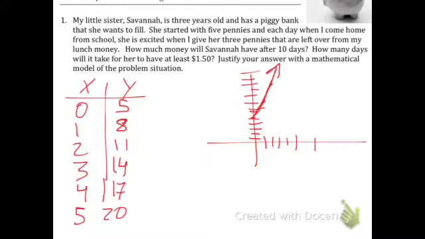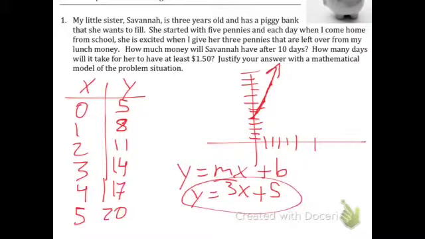You notice with this one you're adding 3 each time, and since it's adding 3 each time, you're going to have a linear equation. So that's y equals mx plus b. B is your starting amount, m is your slope. Your slope is how much you're adding each time, so that's 3. And your starting amount is 5, so we have our equation here.